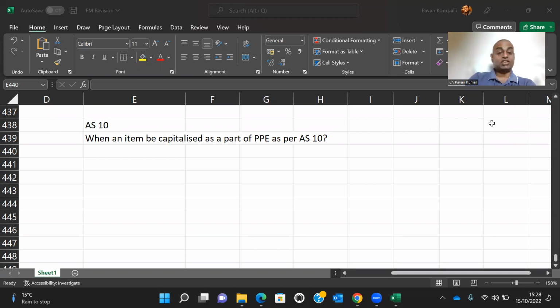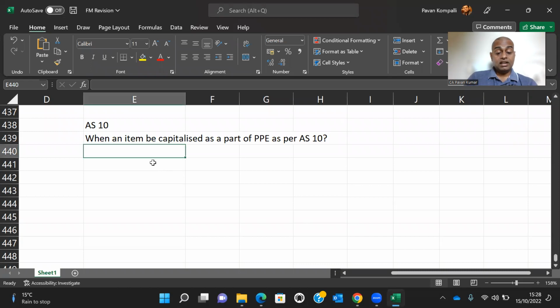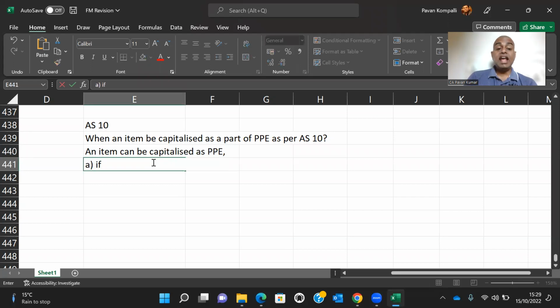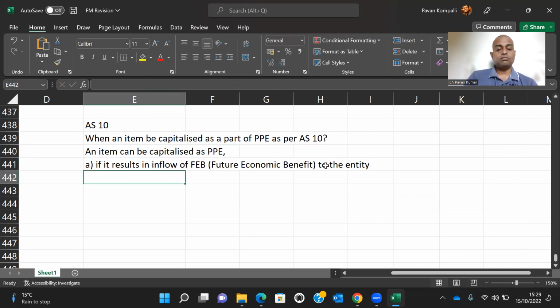Okay, very good. So what is the answer? An item can be capitalized as property, plant and equipment if it results in future economic benefit, FEB. If it results in inflow of future economic benefits to the entity. B, is there any other condition? Hello.